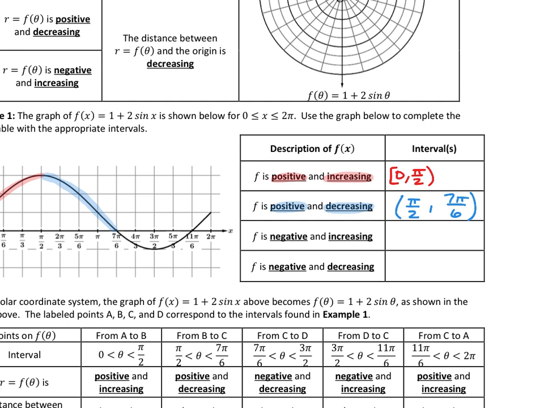The next itty-bitty bit in the graph is between 7 pi over 6 and 3 pi over 2. We have this section right here where it's underneath the x-axis, so it's a negative part of the graph. The outputs are negative. And it's getting smaller. So watch where I'm highlighting because it's not the next thing in the table. We're talking about where it's negative and getting smaller. Negative and decreasing, going down. This is the interval from 7 pi over 6 to 3 pi over 2.